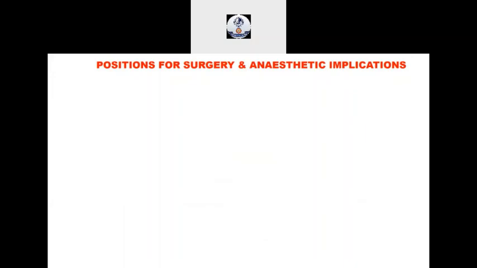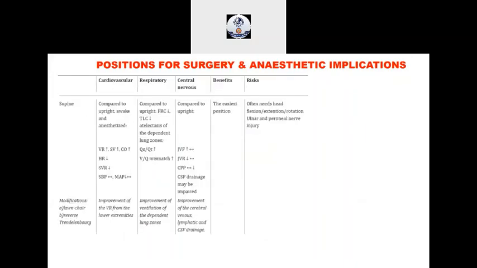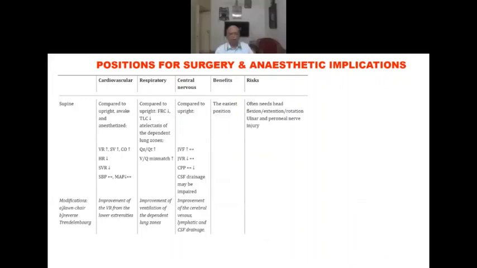question and answer: positions of surgery. This is what Dr. Muthumani presented, isn't it? Yes, sir. This is how you can make a tabular column. The columns will have the positions, supine and modified positions, and then cardiovascular, respiratory, and central nervous system effects, benefits, risks, or you can add remarks and whatever else you want. So you can mention what happens to the stroke volume, cardiac output, heart rate, SVR, MAP, and under respiratory, you can mention all these things. This will give an easy view for the examiners, instead of writing in paragraphs. This will be a better way.